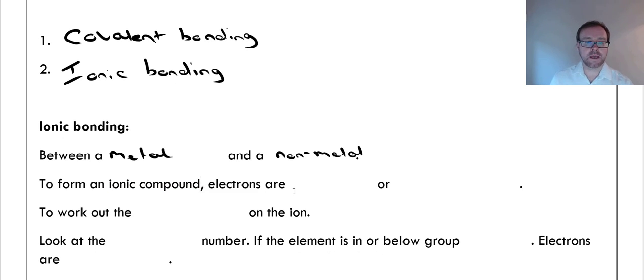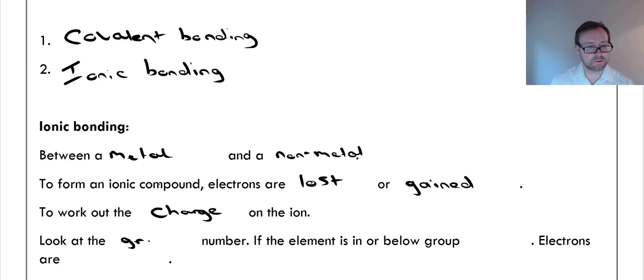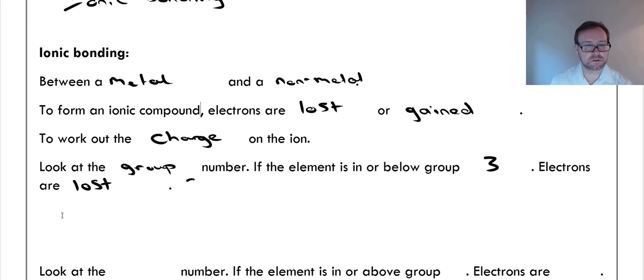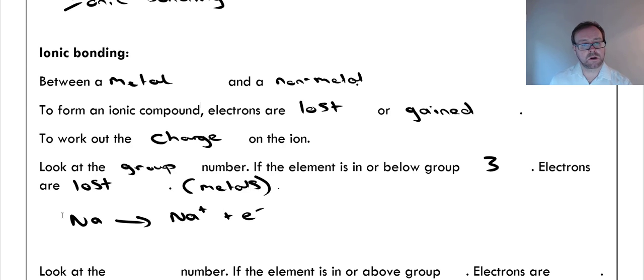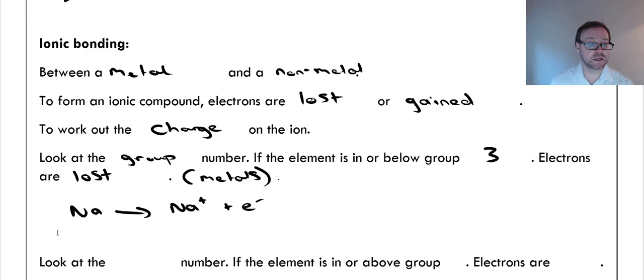To form an ionic compound, electrons are either lost or gained. To work out the charge on the ion, we need to look at the group number. If the element is in or below group 3, electrons are lost. And these are examples of metals. So we'll put that in brackets. E.g., sodium. Sodium's in group 1. It has one outer electron. So it will lose one electron here to form a positive ion.